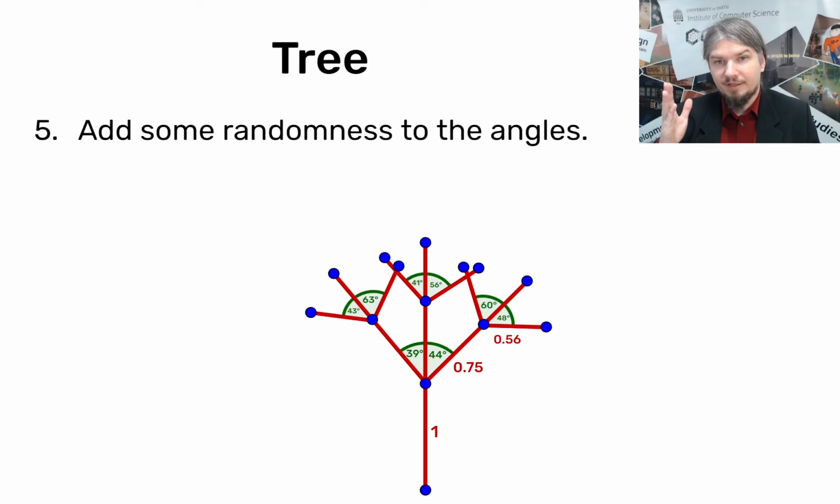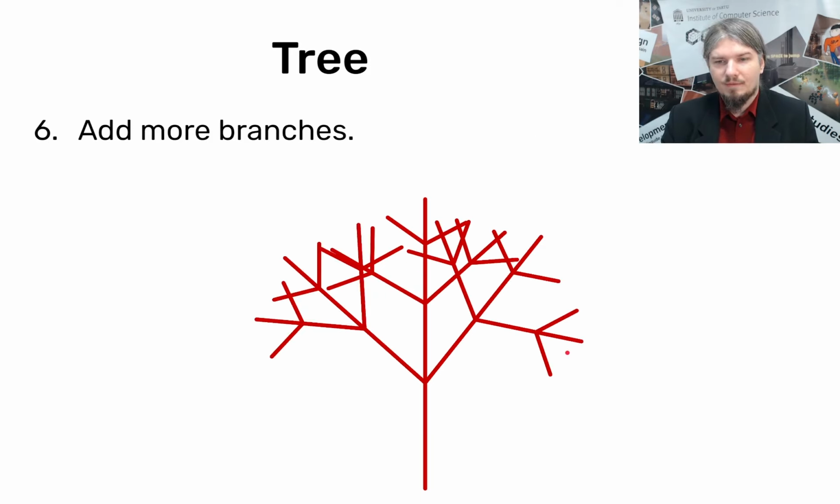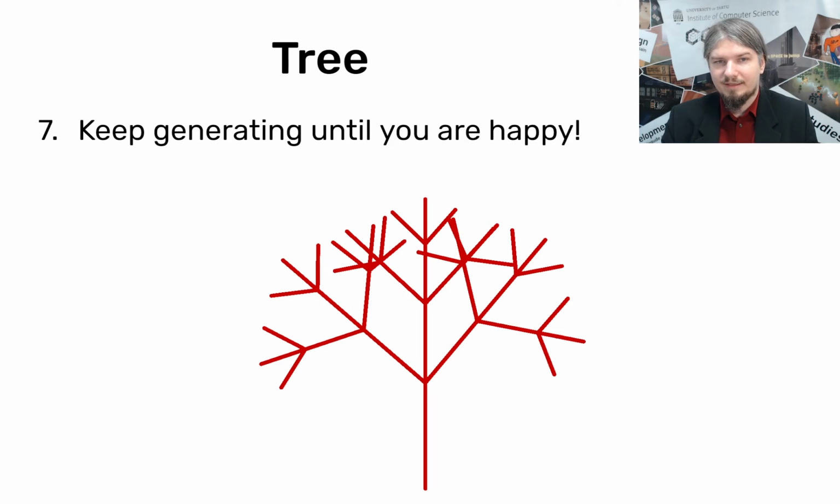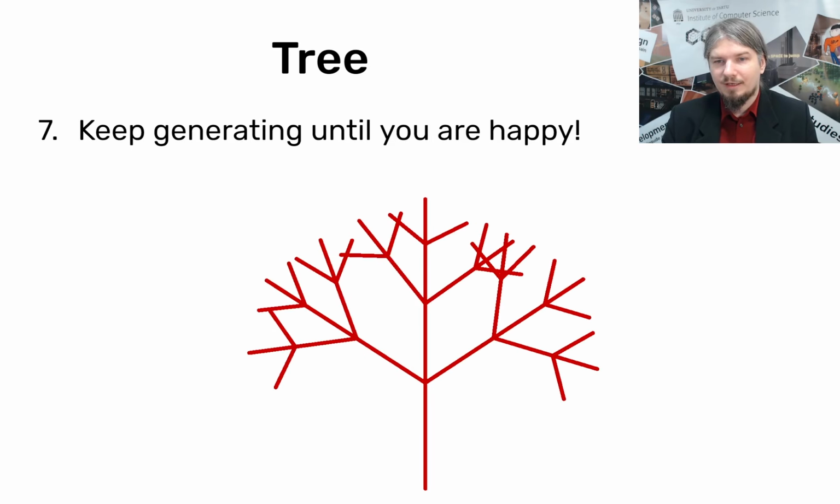Next, we can add some randomness to the angles. So they don't all have to be 50 degrees. So maybe there's some kind of a random range, and some of these angles will be 43 or 63 degrees and so on. And we can add even more branches. And then we can keep generating these trees until we find the one that we're happy with.